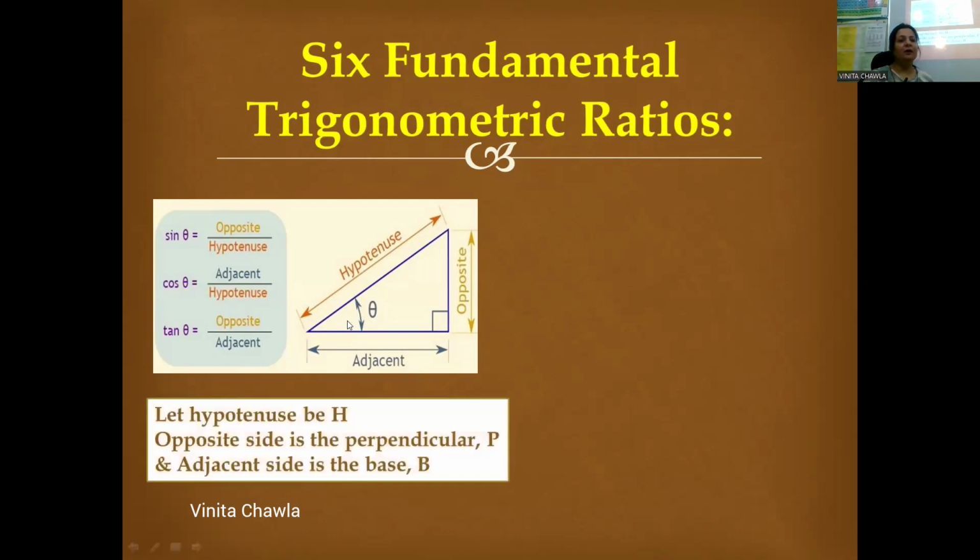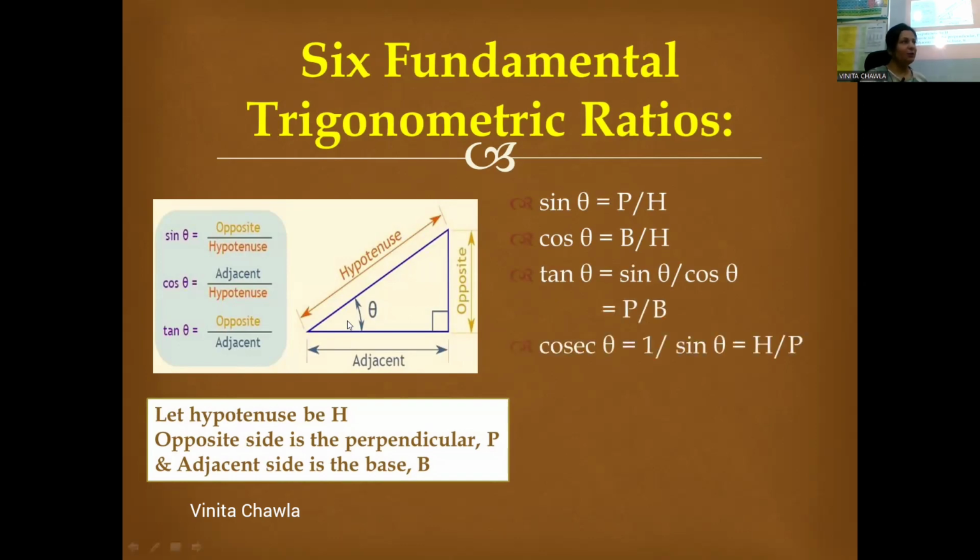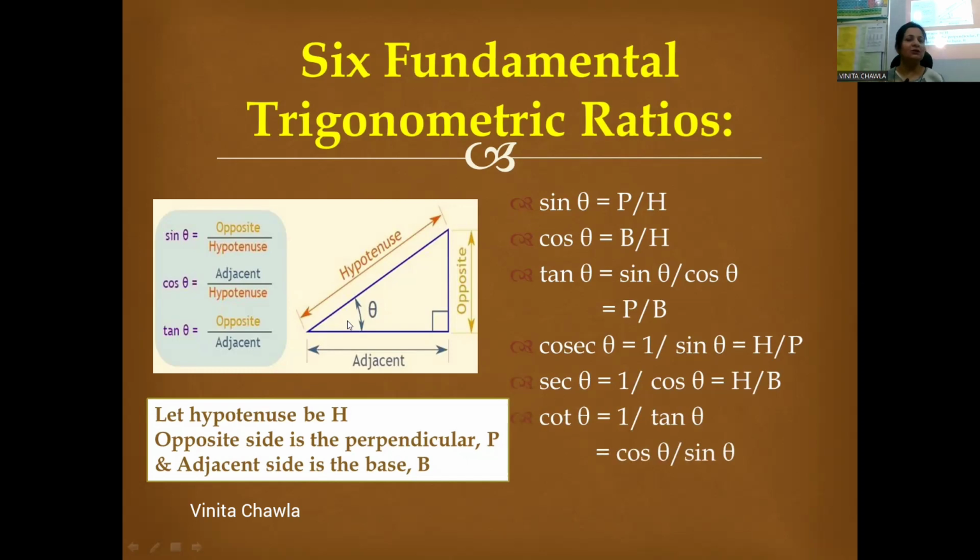If we want to find cosec theta, cosec theta is 1 upon sine theta, so it is reciprocal of sine theta, therefore h upon p. Similarly, sec theta is reciprocal of cos theta, it is h upon b. Cot theta is reciprocal of tan theta, and because tan theta is also sine theta by cos theta, cot theta is cos theta by sine theta, and it is b upon p, base upon perpendicular. Right? Please write all these formulas in your notebook.